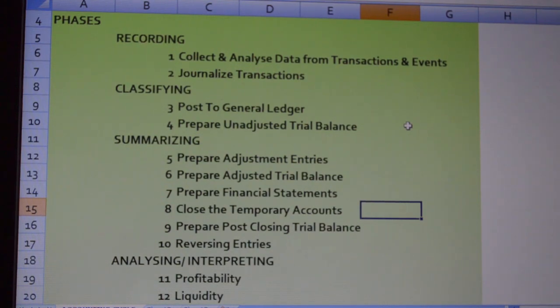Phase 3 is the summarizing phase. In this phase, we prepare the adjustment entries, we prepare the adjusted trial balance and financial statements, we close the temporary accounts, prepare the post-closing trial balance, and we reverse the entries. Phase 4 is the analyzing or interpreting phase. This is the phase that is after the financial statements are prepared. So in this phase, we actually analyze the profitability, liquidity, and solvency of the company, how well the company is doing.